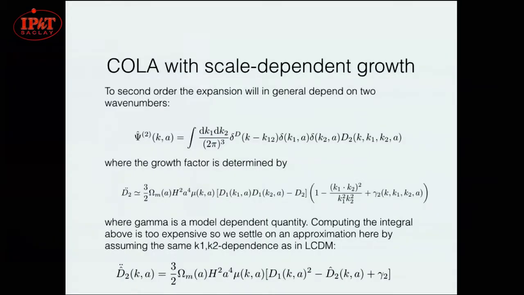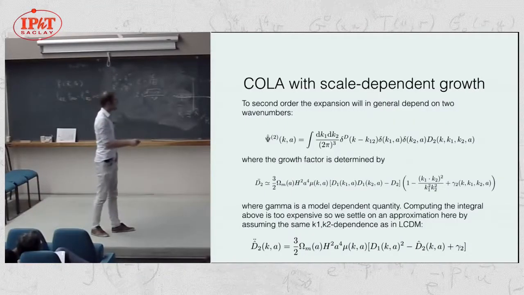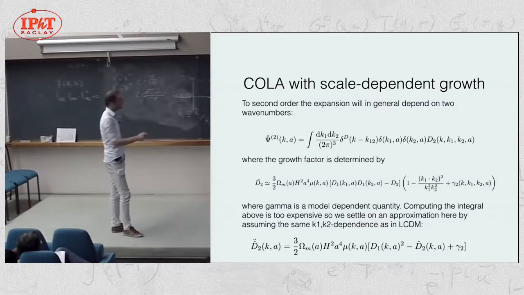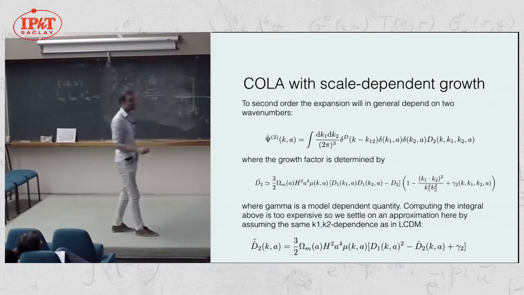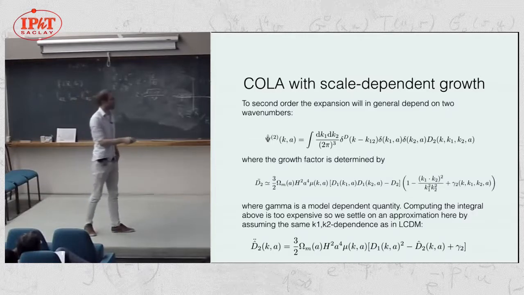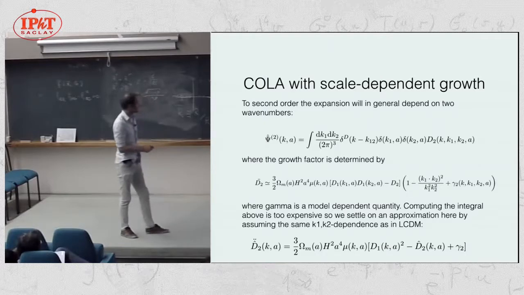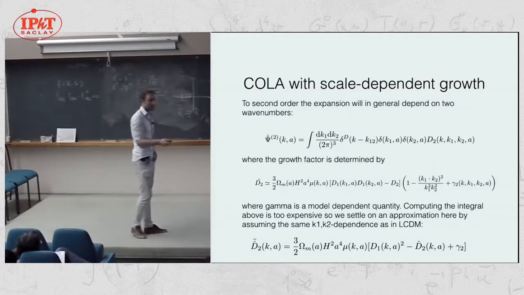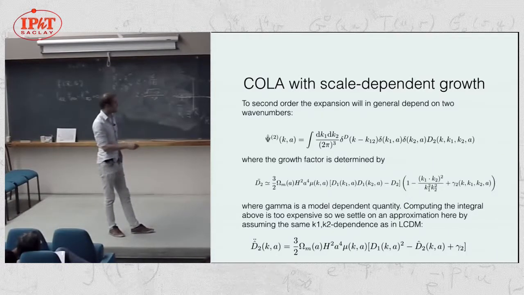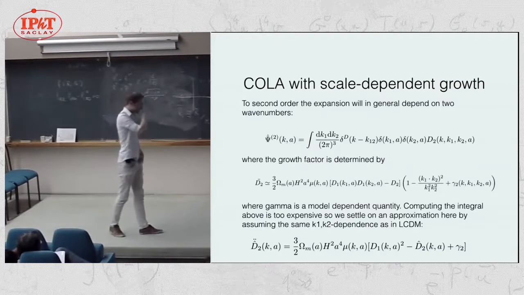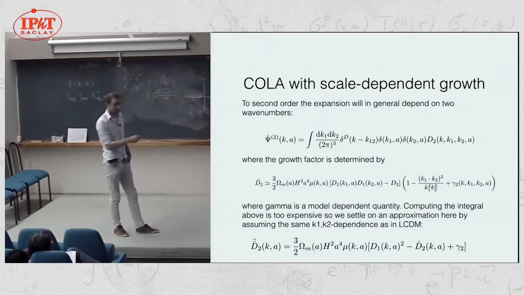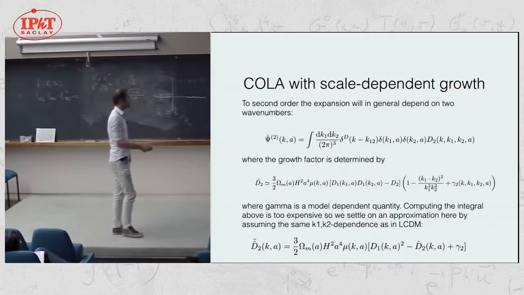Well, if you go to second order, it becomes much more complicated. The second order displacement in Fourier space is given by this horrible convolution integral, which if you want to solve in a code every time step, you're screwed. So what we do here is that we rely on an approximation. We basically assume that this has the same k1, k2 dependence as you have in lambda CDM, and then you end up with a very simple equation for the second order growth factor. And it turns out this doesn't matter that much for the result. So this is a fine approximation.